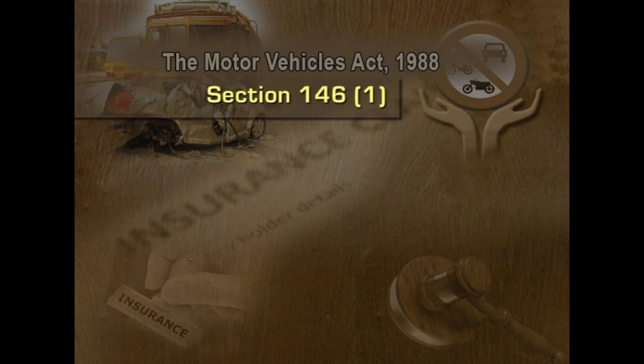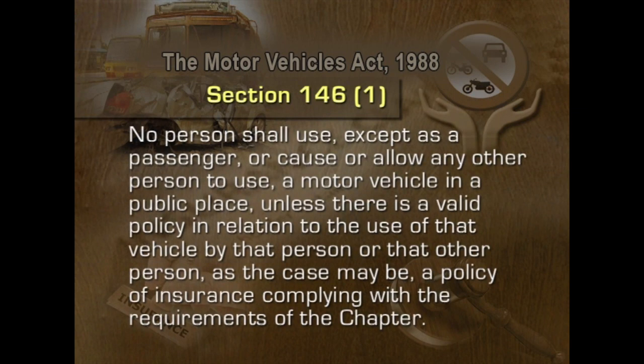Section 146, subsection 1 of the Motor Vehicles Act 1988 imposes a duty upon every owner and user of the motor vehicle to purchase the insurance policy: no person shall use, except as a passenger, or cause or allow any other person to use a motor vehicle in a public place unless there is in force a policy of insurance complying with the requirements of the chapter in relation to the use of that vehicle by that person or that other person, as the case may be.